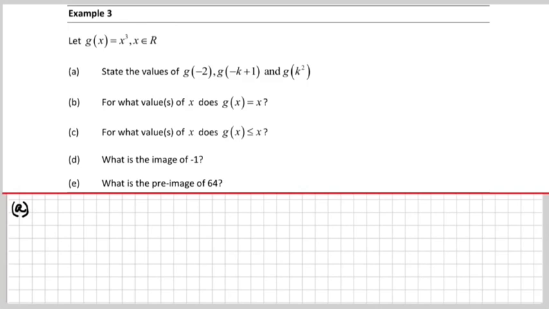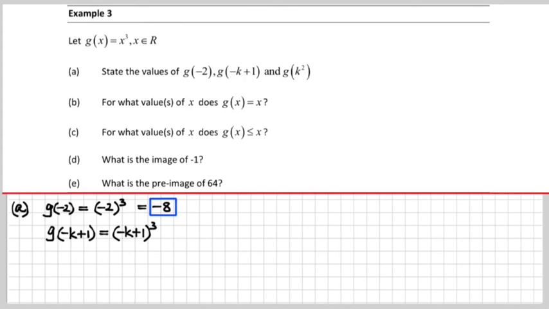Alright, so part A, we've got g of minus 2 would be minus 2 all cubed, because instead of x here we've got minus 2 here. You get that, don't you? So that gets us minus 8.